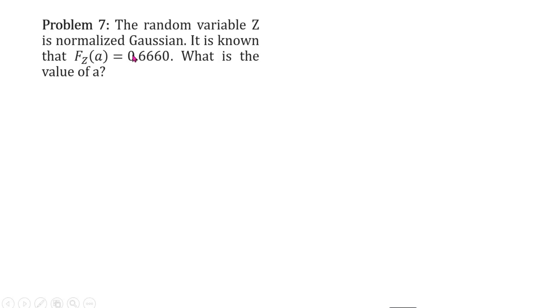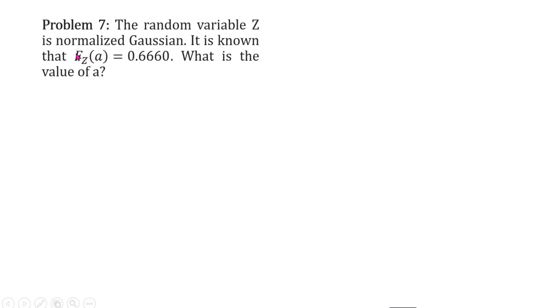Here it is the reverse question. In the previous case the values of the independent variable were given, and we were asked for the probability in that range. But here the probability is given. The cumulative distribution function is given as 0.6660. Then what is its corresponding independent value?